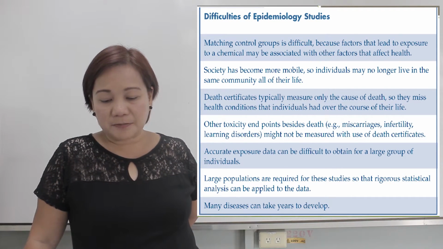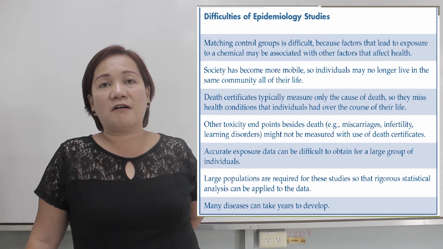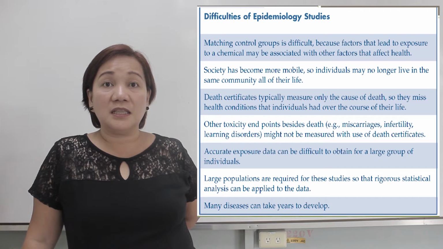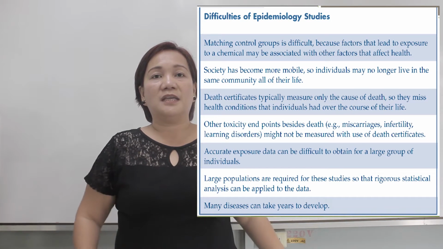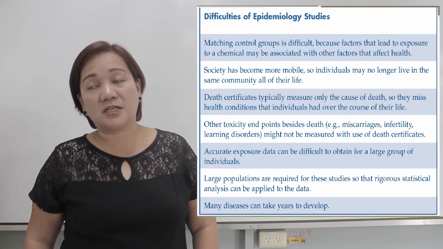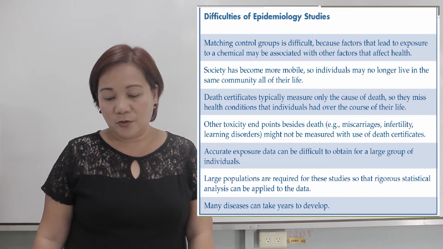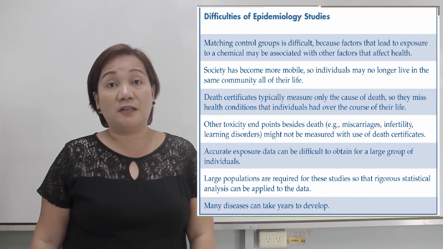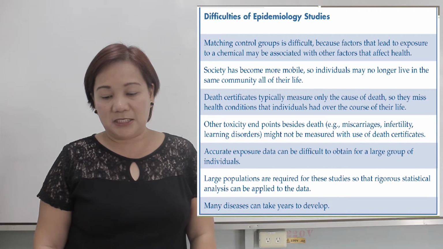Another would be the accurate exposure data. It's very difficult to obtain because, for example, you have 100 population of mouse or mice or rats that is living in Manila. That would be different if the 100 mice or 100 rats will be living in Alaska. Then, large populations are required for these studies, and as I mentioned, some animal advocates will be very furious about knowing that these clinical studies are being done. And then, many diseases can take years to develop. So, this would make epidemiology studies very difficult to establish.